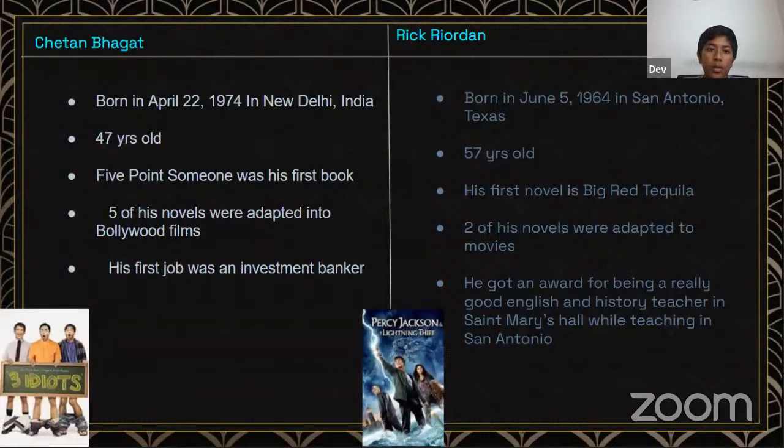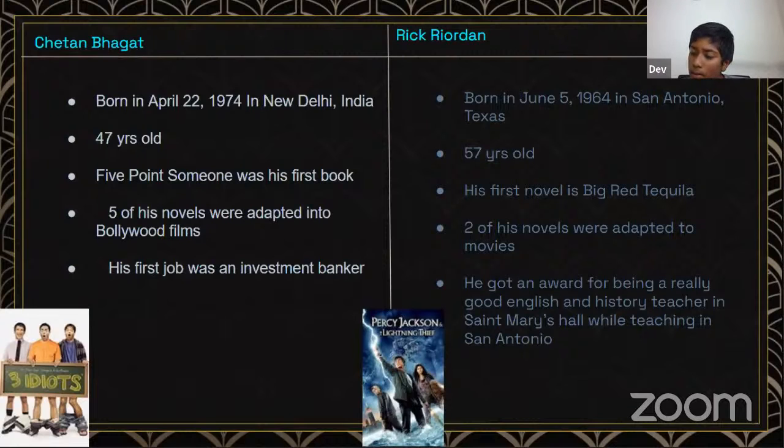Chetan Bhagat was born on April 22nd, 1974 in New Delhi, India. He graduated in mechanical engineering at IIT Delhi. He also completed a PGP at IIM Ahmedabad. He started his career as an investment banker but left it after a few years to pursue writing. He wrote 9 novels and 3 nonfiction books. His first novel, published in 2004, is called 5 Point Someone. His novels have been listed as bestsellers in India.